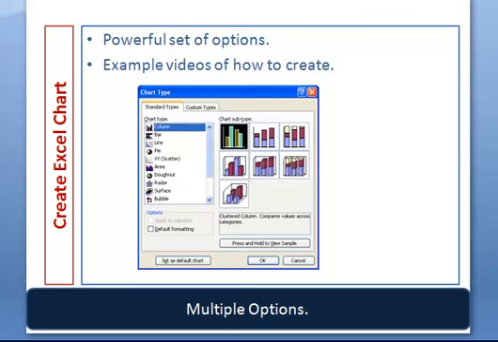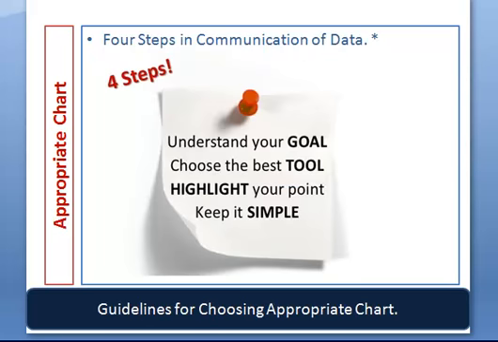So let's talk about, if we've got all of these options, how do we know which one's the best and how to lay out so we communicate our information or visualize our information properly? Well, there are 4 steps to figure out the appropriate chart or how to communicate the data. First, we need to understand what the goal is, what we're trying to accomplish. Then we need to choose the right tool. And then we need to highlight our point. And then I think it's always important to keep it relatively simple.